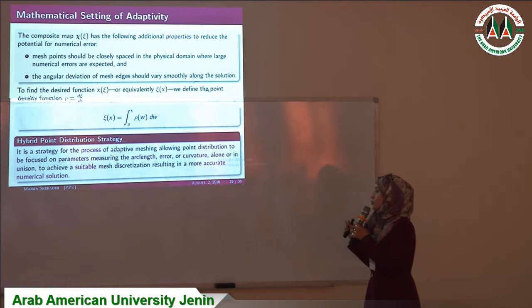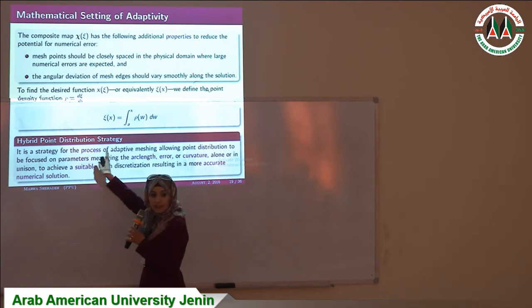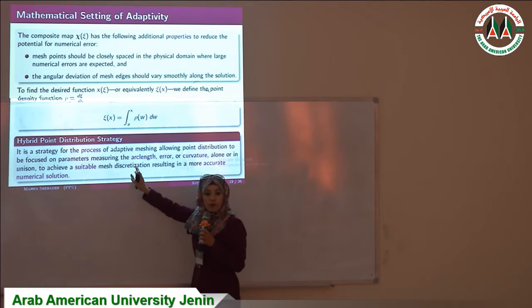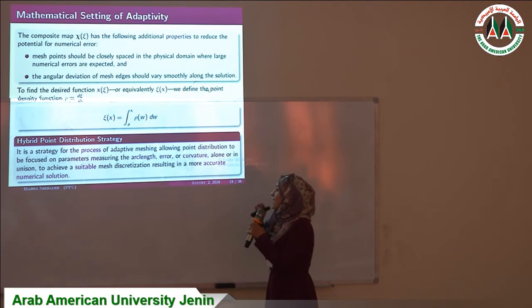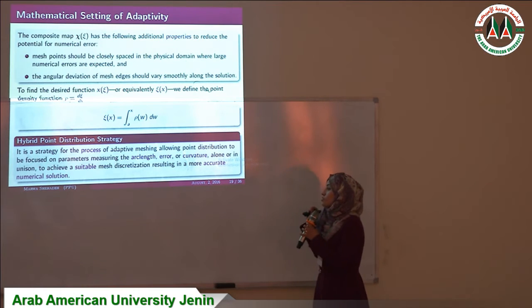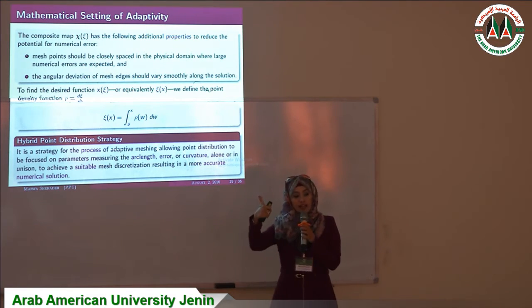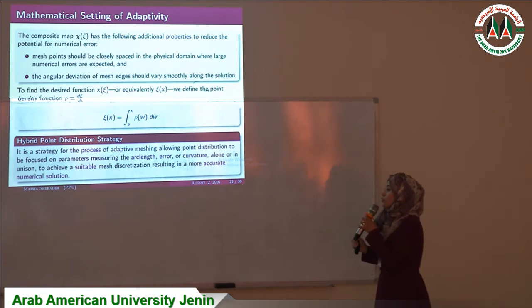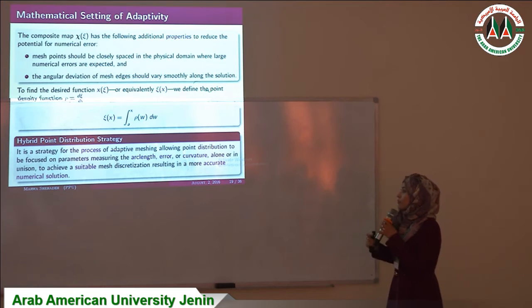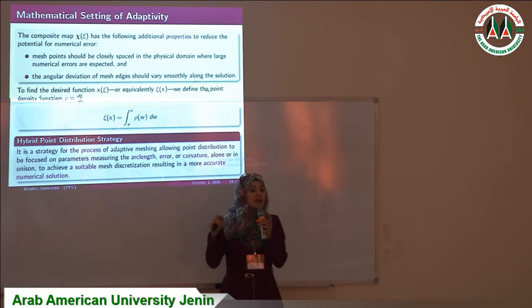the angular deviation of mesh edges should vary smoothly along the solution. So we'll talk about the point distribution strategy for adaptivity, which is very important. It is a strategy for the process of adaptive meshing, allowing point distribution to be focused on parameter measures such as arc length, curvature, and error, alone or in union, to achieve a suitable mesh discretization, resulting in a more accurate numerical solution.